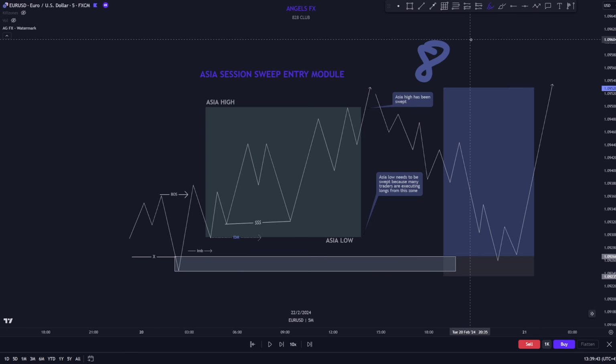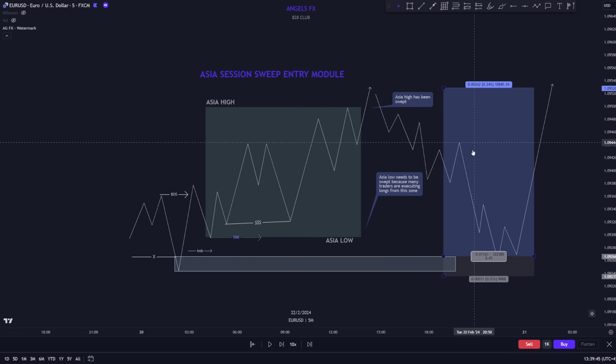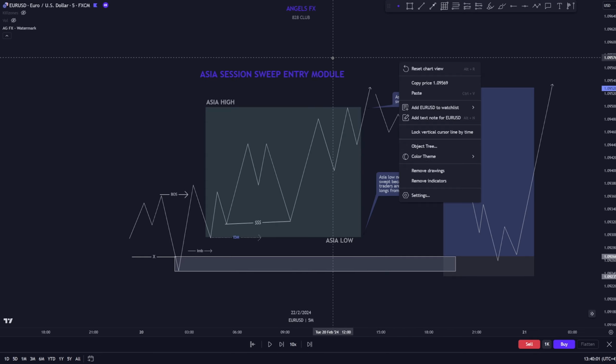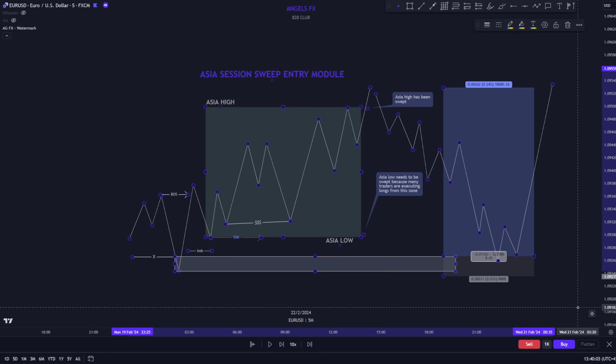So I can also show you real examples, but this is how you can enter, okay? You have unmitigated valid demand zones that gave you break of structure, imbalance, and inducement, okay? So this Asia low needs to be swept. Why? Because we have so much liquidity here. I hope you understand. Now I will show you real market examples. Okay, let's delete everything here.